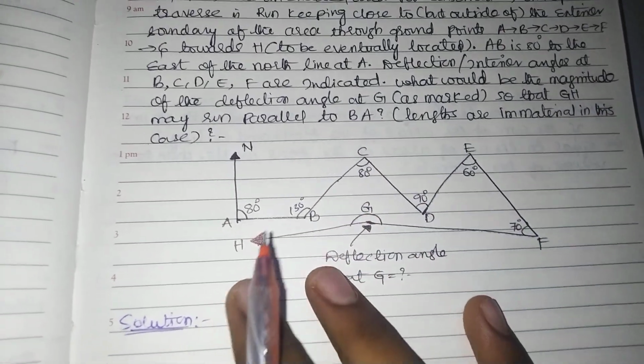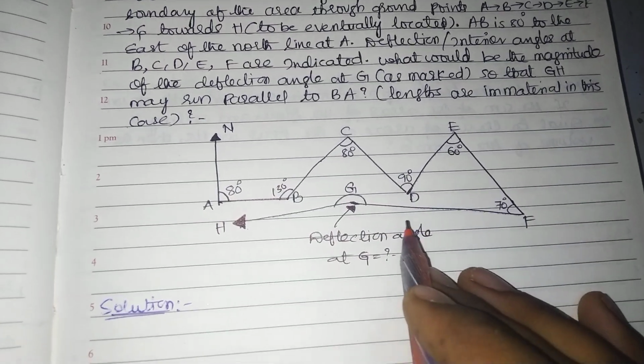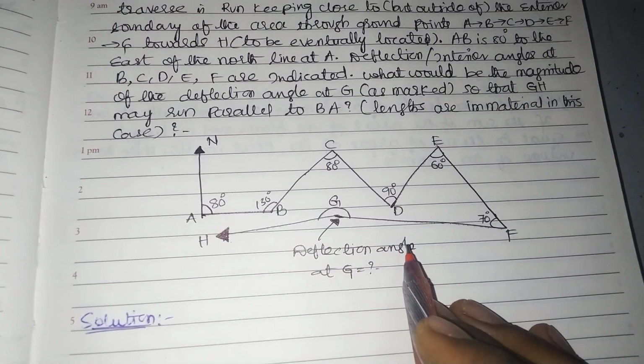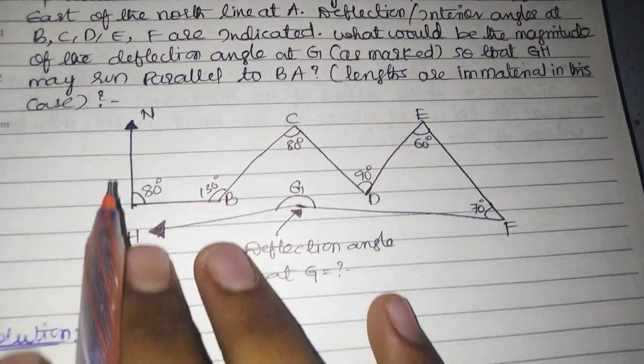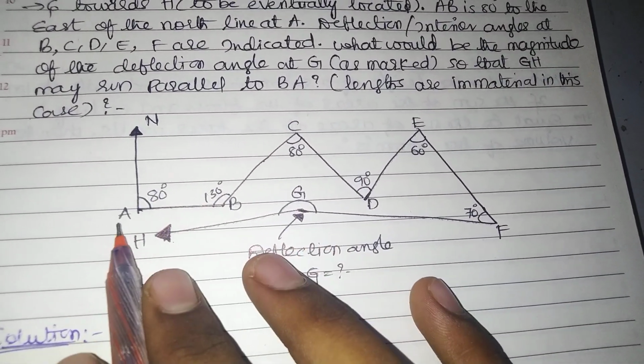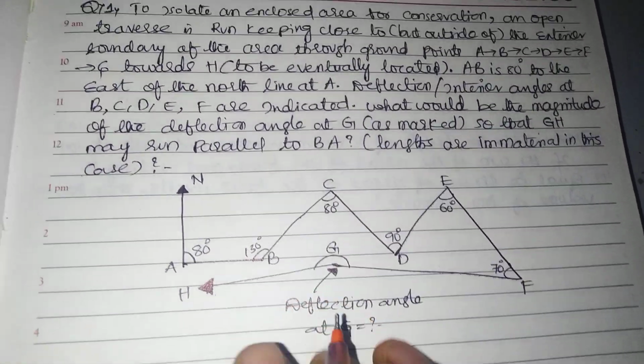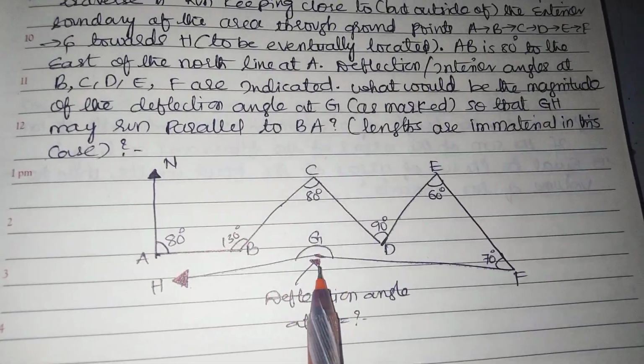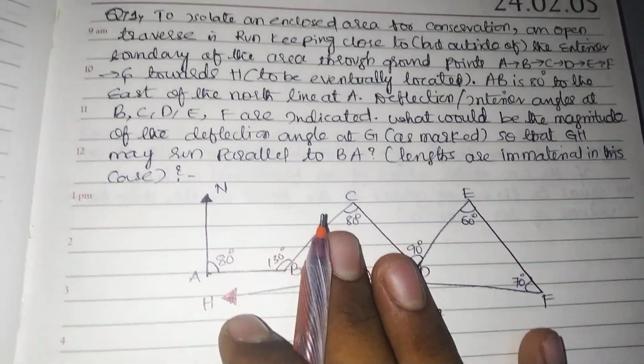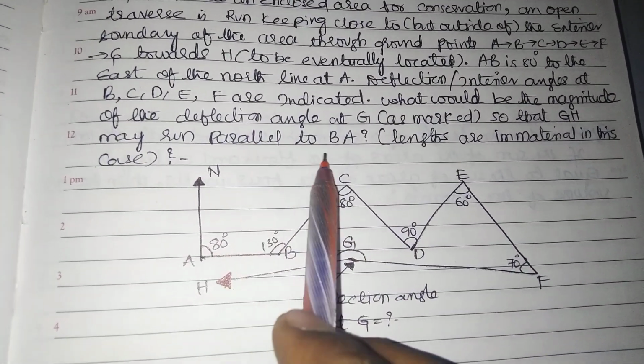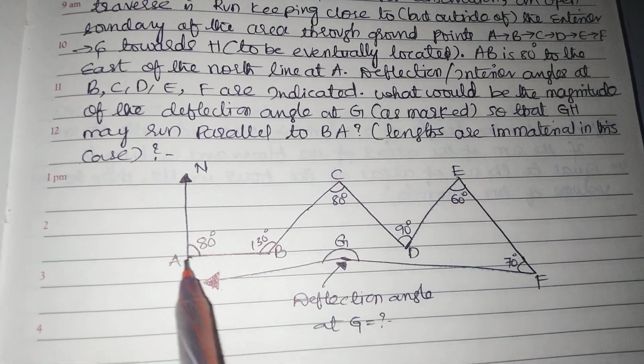So they have given all the angles at A, B, C, D and F. They already mentioned the angles in different directions. So we have to find the angle at G. For that, they have already given that BA is parallel to GH.